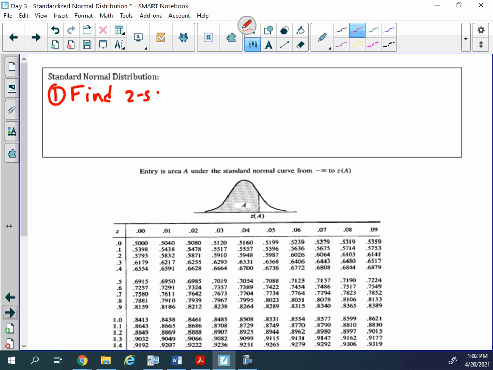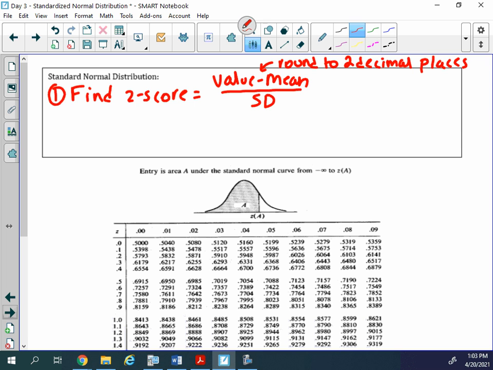So remember, we've been doing a lot of that. So the z-score is going to be the value minus your mean divided by the standard deviation. Okay? And when we do this, we do want to make sure we round to 2 decimal places. Before, it really didn't matter too much, but now we do want to round to 2 decimal places.